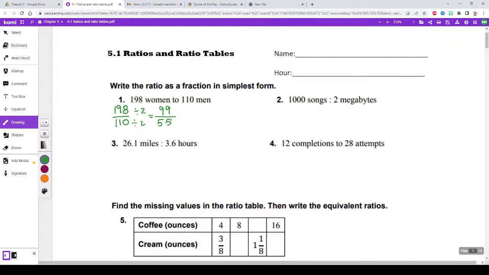I can't divide these two numbers by 2 anymore because they're both odd. I can only divide the top one by 3. I can't divide the bottom one by 3. 4s are out, 6 is out, 5 doesn't work for the top, it works for the bottom, but not for the top. 7 is out, 8 is out, 9 works for the top, not for the bottom. 10 is out, but 11 will work.